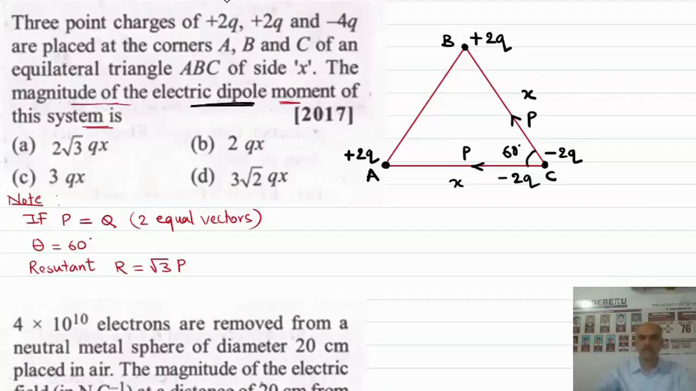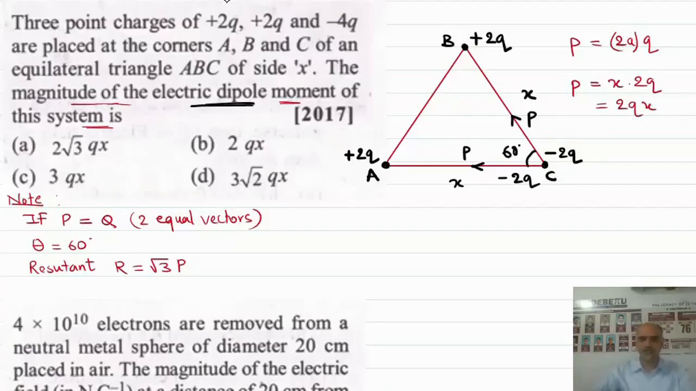Now coming to this problem, it finishes in one step. So what is the dipole moment formula? 2a into q, where 2a is distance, q is charge. So if you apply to this problem, charge is plus 2q, distance is x, so x into 2q, or you can say 2q into x.